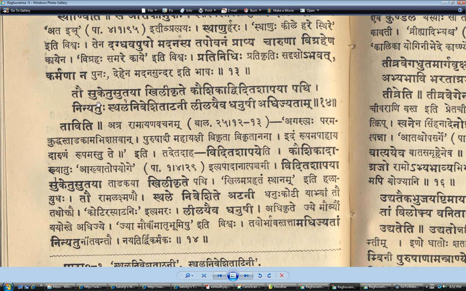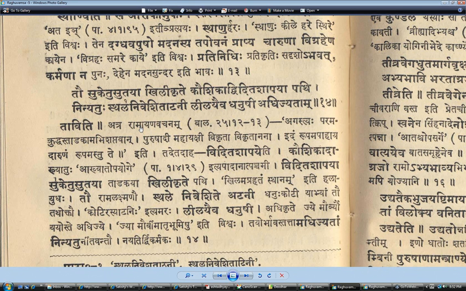Let's look at this word ninyatuhu. I think we'll look at the atus ending which is coming here, okay? So the simple thing is tau rama lakshmanau dhanushi adhijyatam ninyatuhu means they took their bows to the state of being strung. They strung their bows. It simply means that.